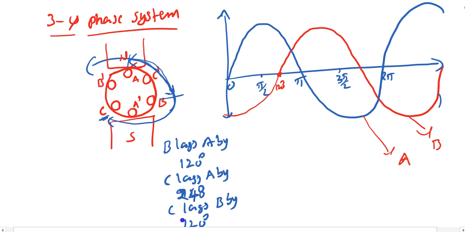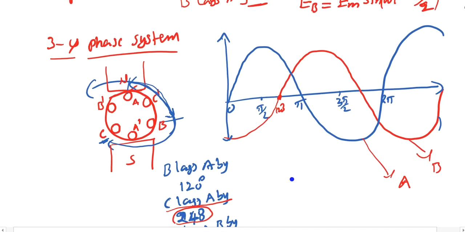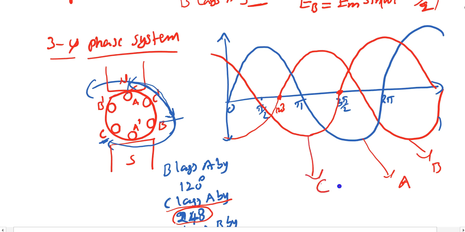And what about my C? The C waveform lags with respect to A by 240 degrees. Obviously I can show that 240 degrees somewhere here, maybe at this point. So this is the third waveform, which comes like this and goes somewhere like this. This is the C phase. So now we have the three phases available: A phase, B phase and C phase.